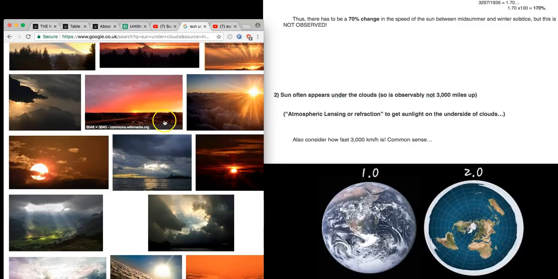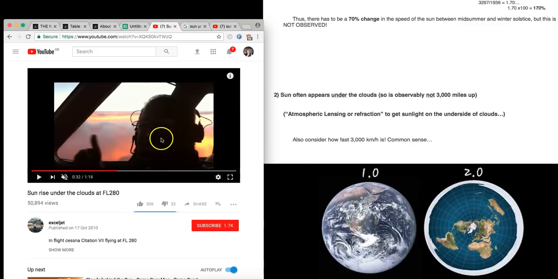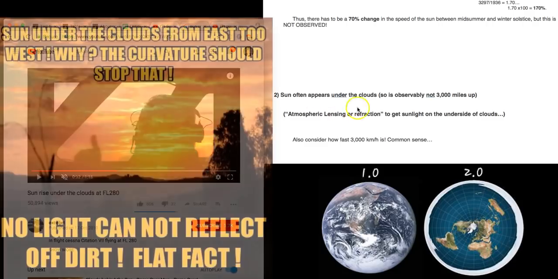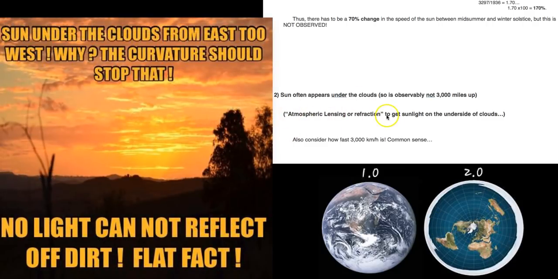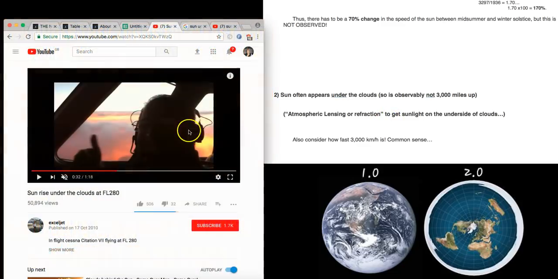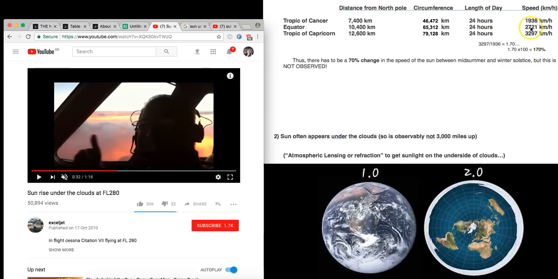So you can see that the sun is, in this video here, where the sun is below the clouds, we can see that the sun is clearly below 34,000 feet, probably even below 30,000 feet. So this idea that the sun is circling above 3,000 miles is wrong. We can see that here. We're given, by some of the prominent circle flat earthers, we're told that there's some sort of atmospheric lensing or refraction going on to put the sun below the clouds, and sunlight under the clouds. But that's not right. We can see here that the sun is below the clouds. Also, another thing is to consider how fast, going back here, how fast 3,000 kilometers per hour is.